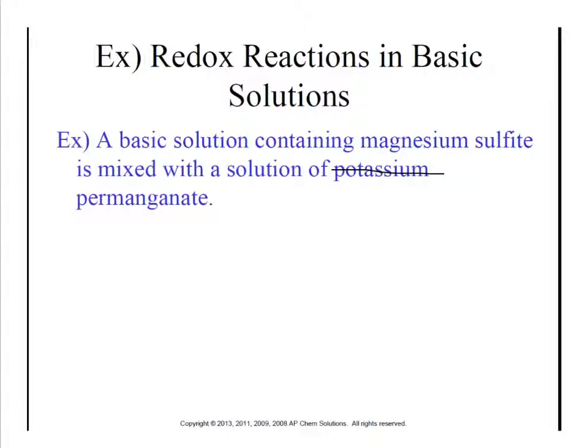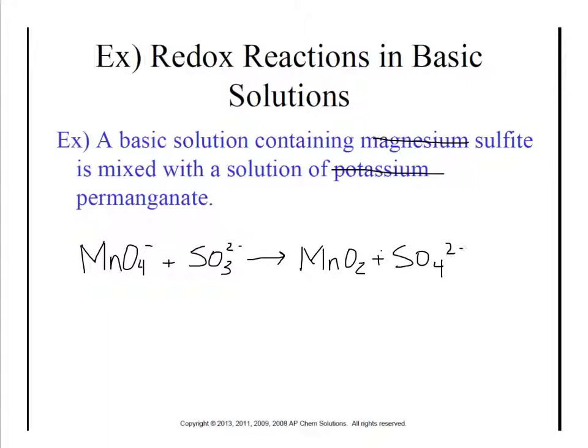And magnesium sulfite. Well, magnesium is soluble with everything here, so it's not going to react with anything we see. Sulfite, though, does tend to lose electrons, and when it does, it turns into sulfate. So magnesium is out. So here we go, manganese and sulfite. Let's talk about what they're going to turn into. So it's a basic solution. Permanganate, what does it turn into? It turns into MnO2. And sulfite, when it is oxidized, turns into sulfate, SO4 2-.